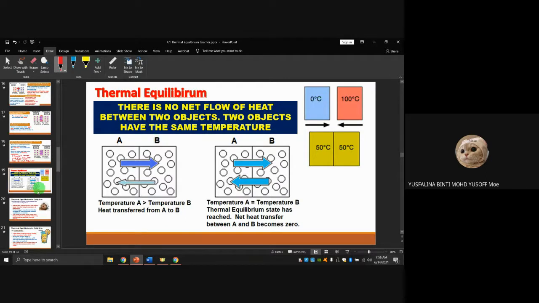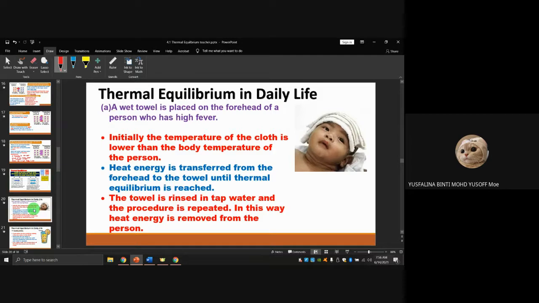What if we use the principle of thermal equilibrium in our daily life? For example, a wet towel. Let's say you have a fever. When you have a fever, a wet towel is placed on the forehead of the person who has a high fever. So first, what will happen? The heat will transfer. This will be an example for the 4-mark explanation, because on questions number 9 and number 10, there will be explanation questions.